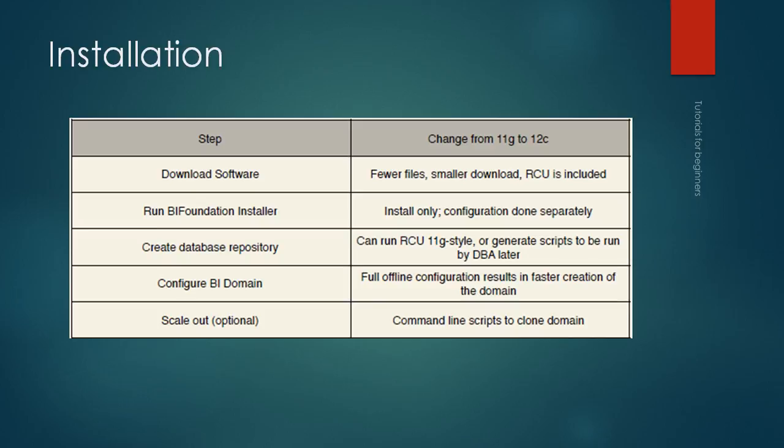And in the installation, you can see many changes have been made in 12c. First of all, the software now has fewer files and a smaller download. RCU is already included in the software which you are downloading. No need to download a separate RCU. And the installer does install only; configuration is done separately. Earlier we used to do it in a single step, installing and configuring OBIEE together. Now it is not like that. First you have to install the software only, and then you need to configure using config.sh. And create the repository, database repository.